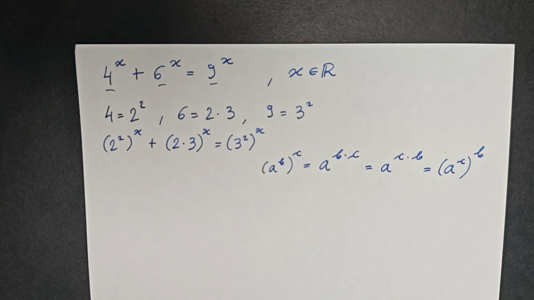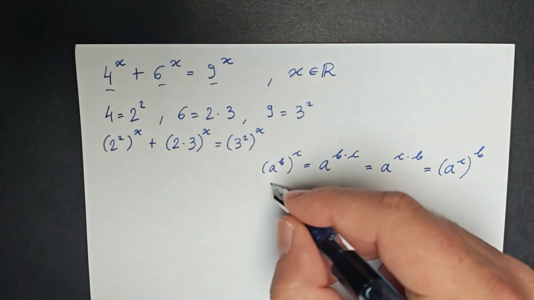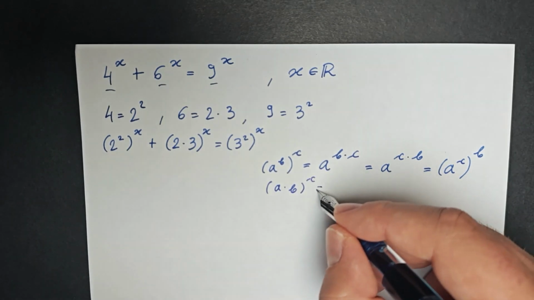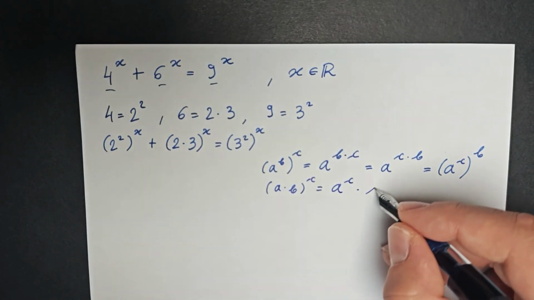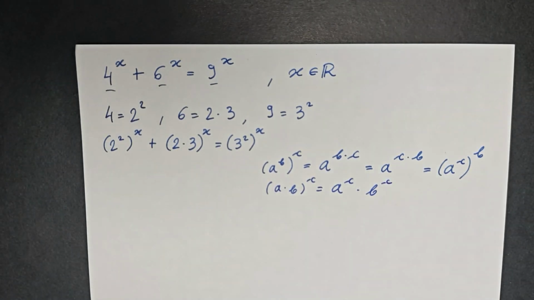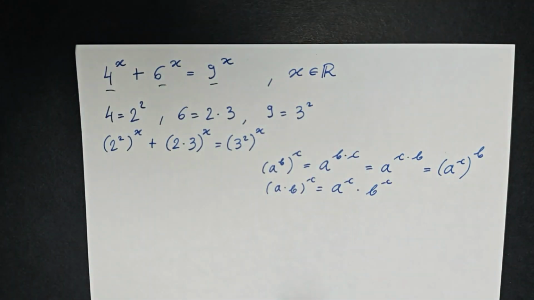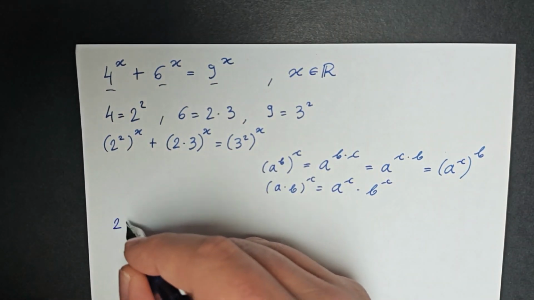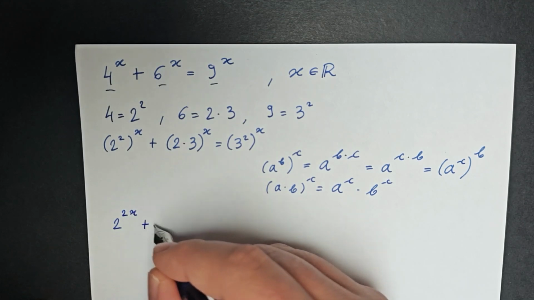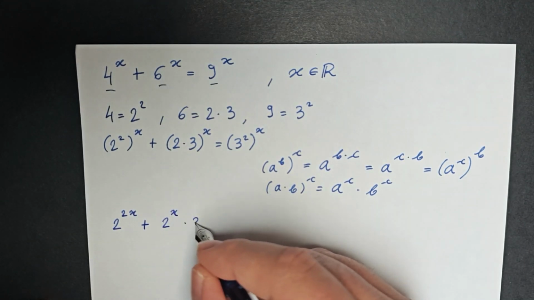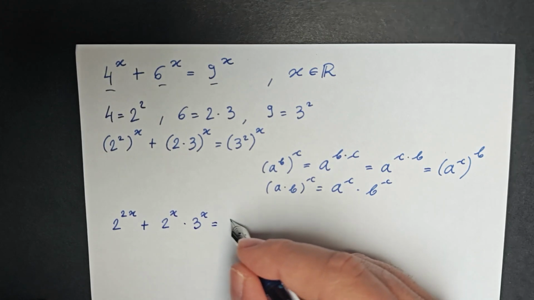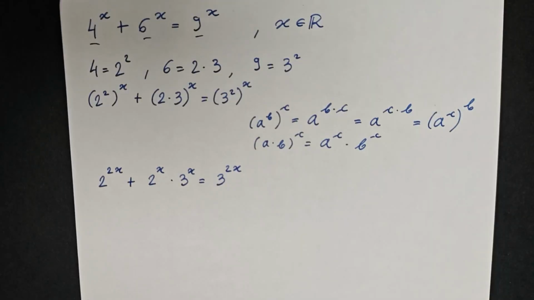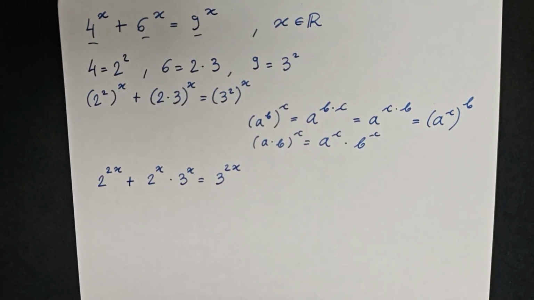We are going to use one more rule, and that is that a multiplied by b, raised to the power c, is equal to a to the power c multiplied by b to the power c. By using these rules, I get that our equation here is equivalent to the equation 2 raised to the 2x plus 2 to the power x multiplied by 3 to the power x is equal to 3 raised to the power of 2x. At this step, you can try a couple of things.